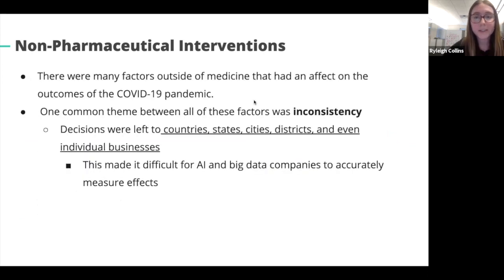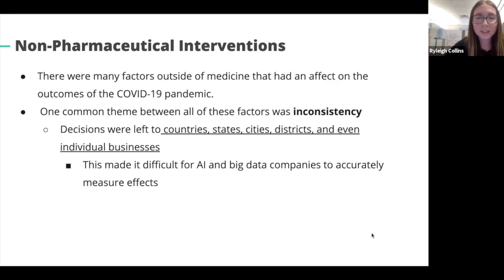So as we have all experienced, there have been many factors outside of medicine to help prevent the spread of COVID, but we've all also experienced the inconsistency within these measures. So decisions regarding these interventions were left up to countries, and then even within the United States, they were left up to states, cities, school districts, businesses, and even individuals. For example, with masks, it was at first a city mandate, and then there was a statewide mandate, and now the governor has said there's no statewide mandate, but it's still up to the businesses. So it's just kind of a mess, and it's hard to keep track of.